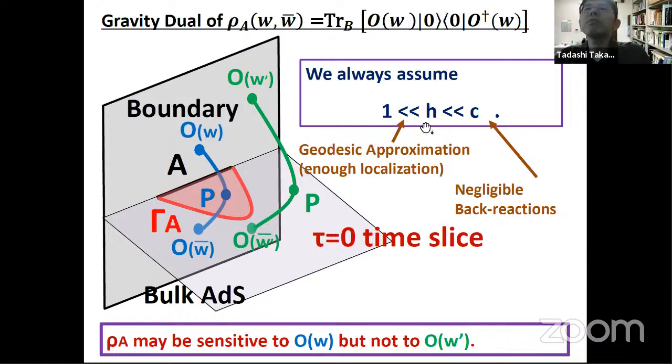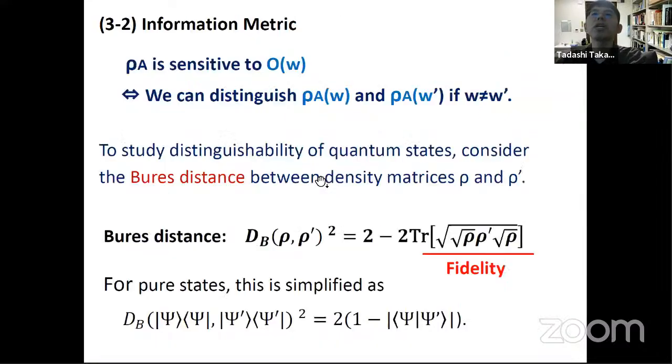And for this, we assume the conformal dimension h is much larger than 1 because we assume a geodesic approximation, but much smaller than c because we want to keep the metric of pure AdS spacetime. We want to neglect back reactions. So we want to see that rho A may be sensitive to only W, but not W prime. And by looking at this location, we can distinguish these two and identify this entanglement wedge location.